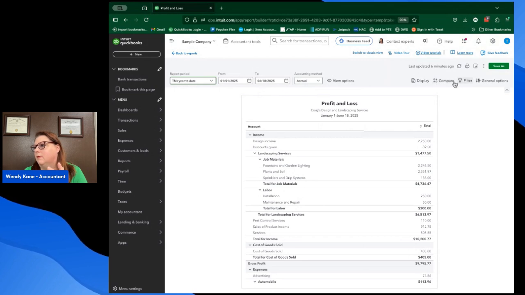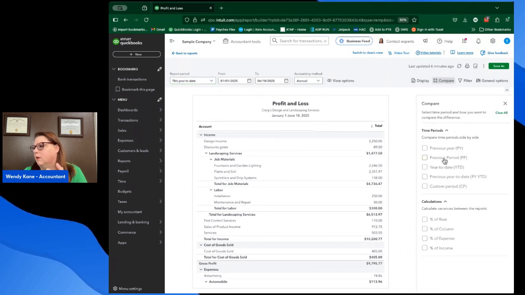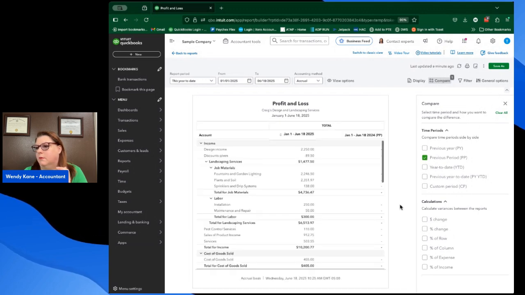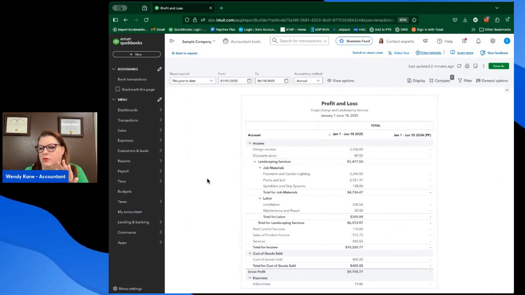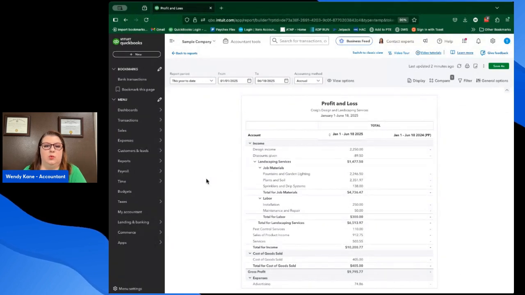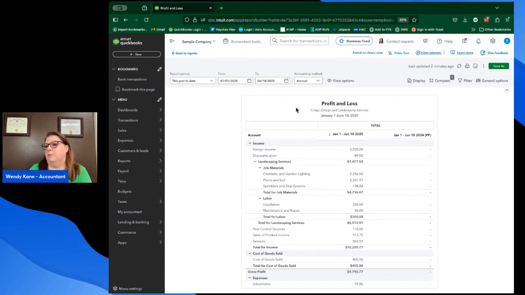Let me see if I can. I don't know if that'll work. Like I said, there's nothing in there. But you can run the report for the previous period. You can calculate dollar change, percent change. You can run all the nerdy number stuff you want. And it can give you a lot of insight into which products or services are selling the best, which ones are the most popular. You can look at it by months.